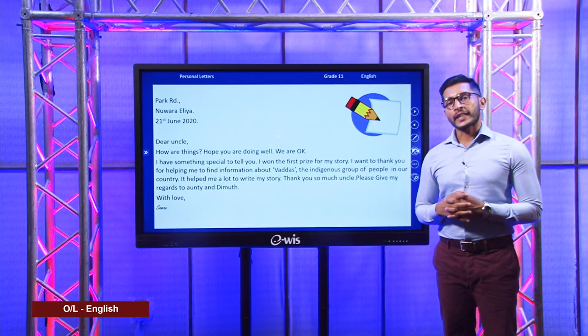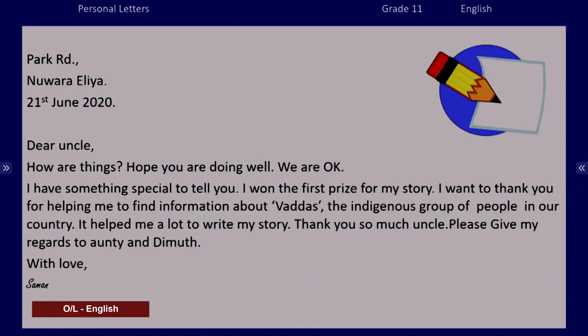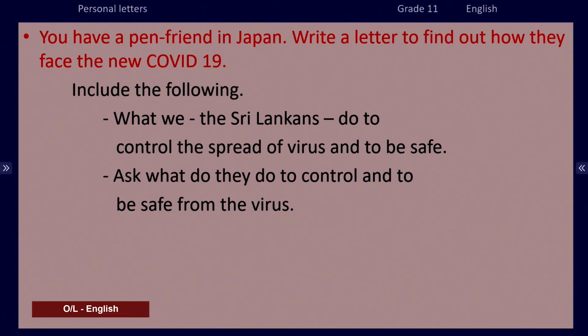Now you can see the correct letter here. Shall we read it together? Park Road, Nuwara Eliya, 21st June 2020. Dear uncle, how are things? Hope you are doing well. We are okay. I have something special to tell you. I won the first prize for my story. I want to thank you for helping me to find information about Vedas, the indigenous group of people in our country. It helped me a lot to write my story. Thank you so much, uncle. Please give my regards to auntie and Dimut. With love, Saman.